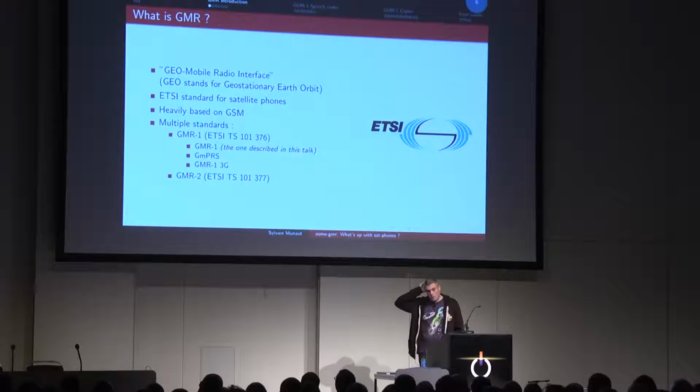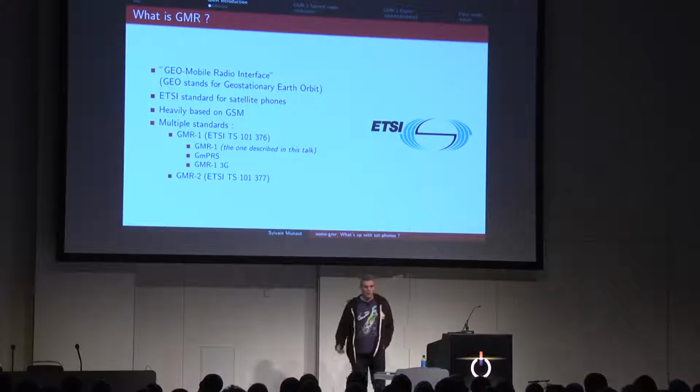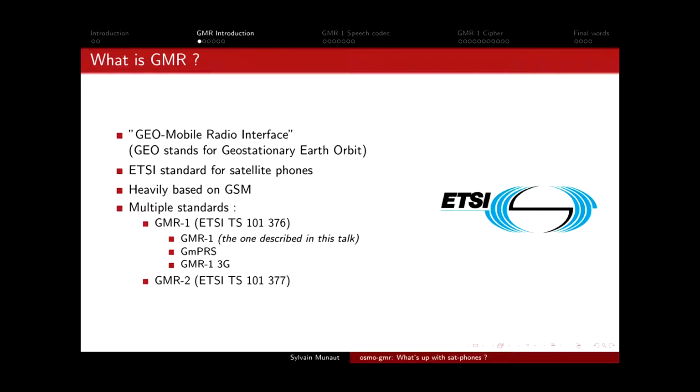So first, what is GMR exactly? Well, GMR stands for Geo Mobile Radio, and it's an ETSI standard for satellite phones. It's heavily inspired from GSM, and if you read the GMR specs, there's plenty of references to go see the GSM spec. There are actually two standards named GMR, GMR1 and GMR2. They are not evolutions of one another. They're competing standards that have just been developed by distinct companies, and then both have been standardized through ETSI.